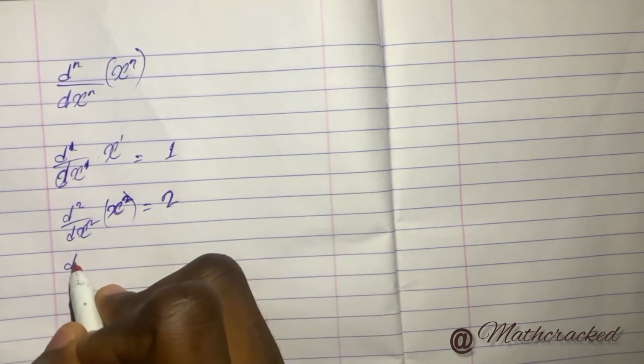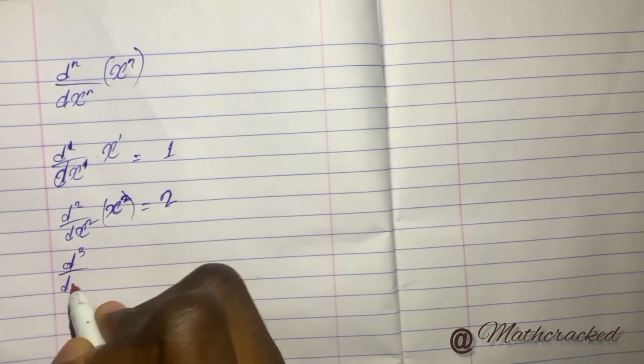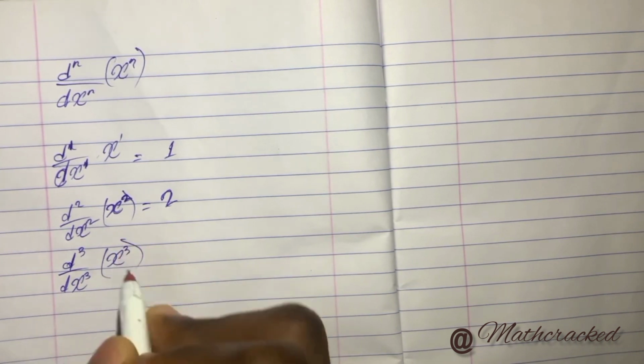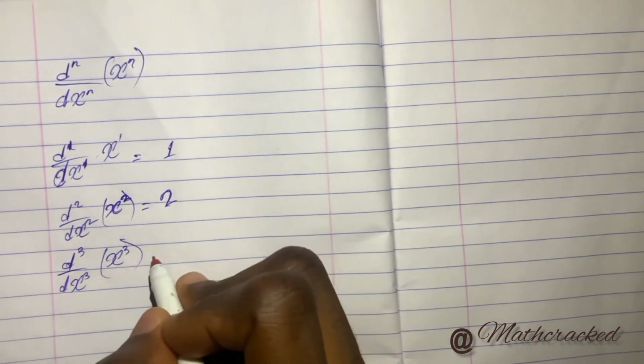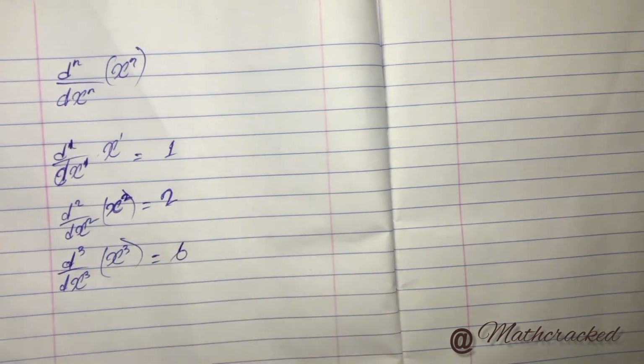Differentiating x cubed 3 times. For the first time, we have 3x squared. For the second time, we have 6x. And for the third time, we have 6.